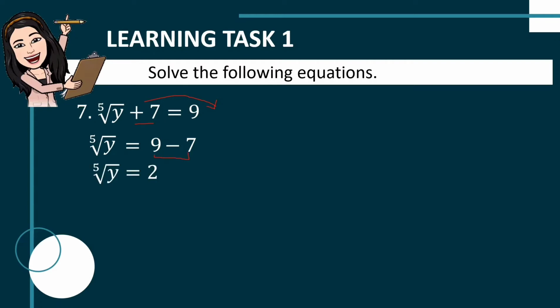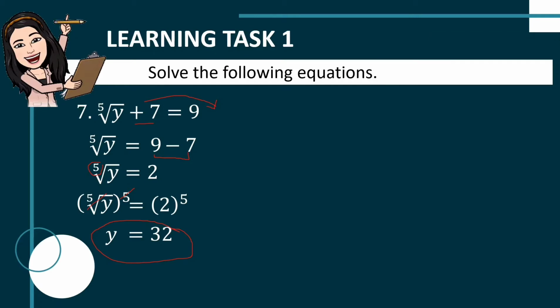Okay? Now, iraise na natin sila to the power of 5, parehas. Okay? Kasi ang ating index is equal to 5. So, therefore, iraise natin sila to the power of 5. And fifth power of the fifth root of y is equal to, very good, that is y. I guess na-master nyo na to, no? And how about 2 raised to 5? 2 times 2 times 2 times 2 times 2, 5 times? Okay, that is equal to 32. So, therefore, y is equal to 32.